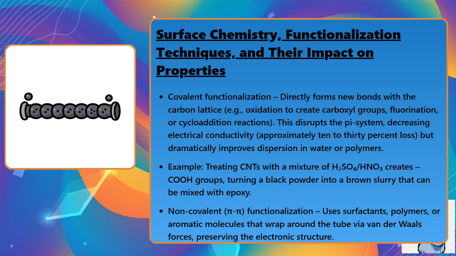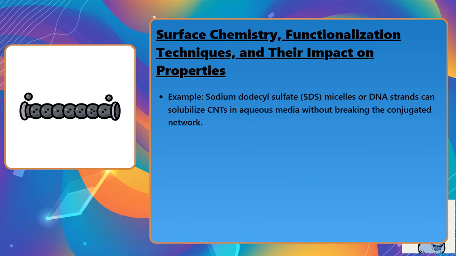Non-covalent pi-pi functionalization uses surfactants, polymers, or aromatic molecules that wrap around the tube via van der Waals forces, preserving the electronic structure. Example, sodium dodecyl sulfate, SDS, micelles or DNA strands can solubilize CNTs in aqueous media without breaking the conjugated network.